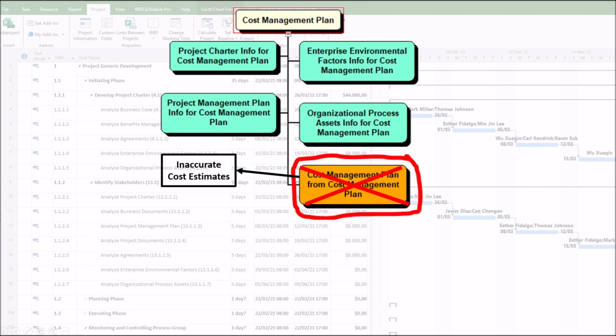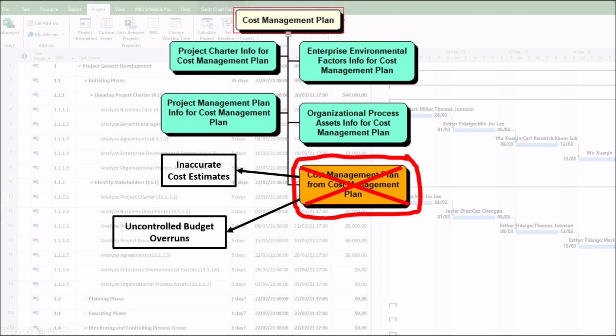1. Inaccurate cost estimates. First, underestimation, leading to insufficient funding, forcing cuts in scope or quality. Second, overestimation, wasting resources, reducing ROI, and may make the project appear non-viable. For example, a project with flawed parametric estimates may run out of funds prematurely.